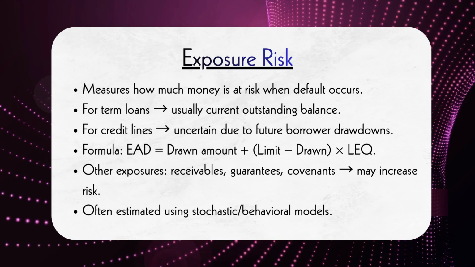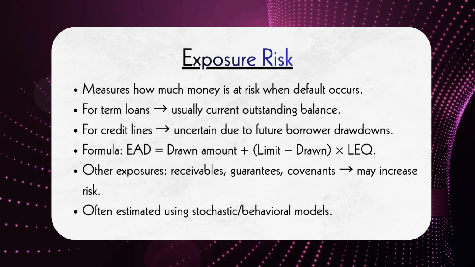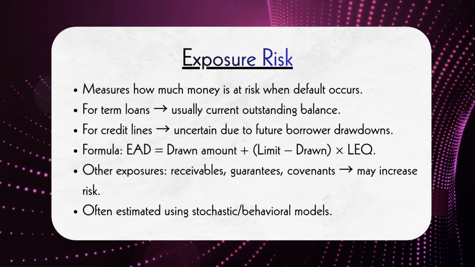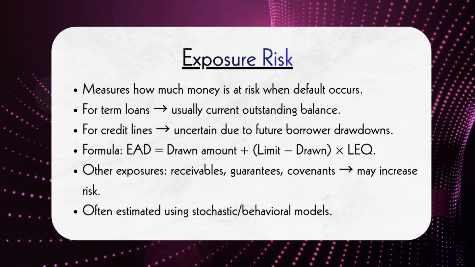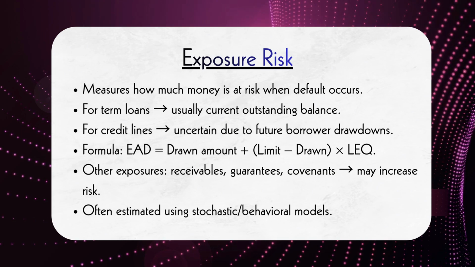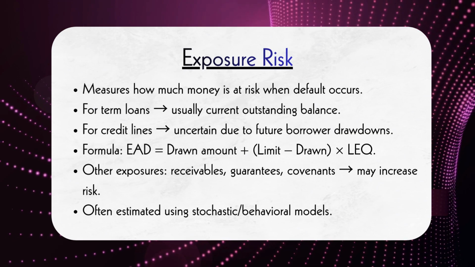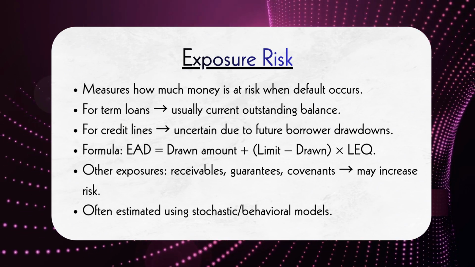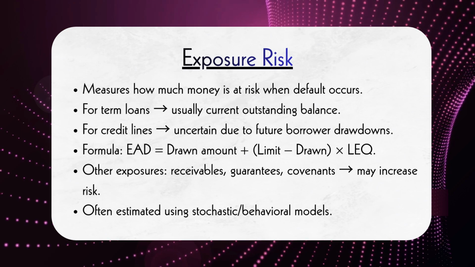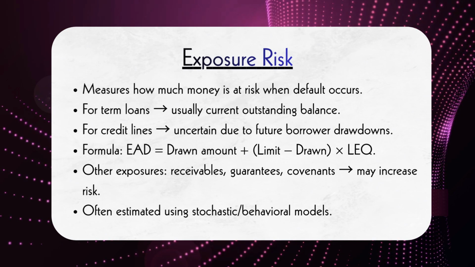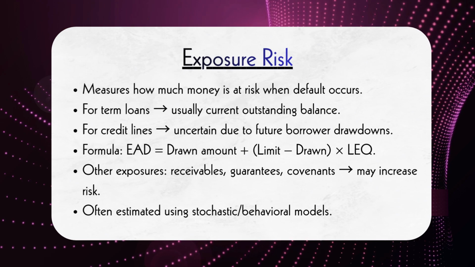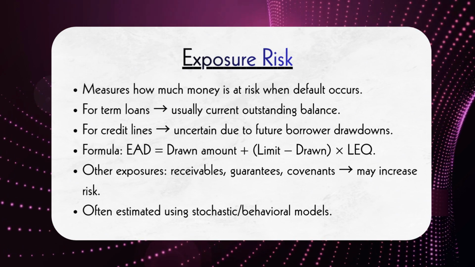To estimate this, we calculate exposure as the amount already drawn plus a portion of the unused limit, adjusted by something called the loan equivalent factor. And beyond loans, other items like receivables, guarantees, and contractual obligations can also increase exposure. Because borrower behavior is uncertain, banks often use stochastic or behavioral models to forecast future exposure levels.